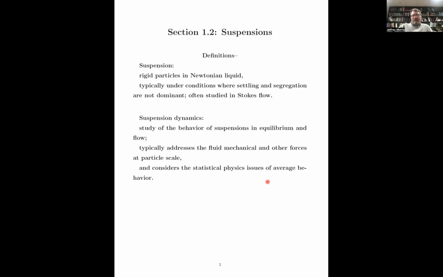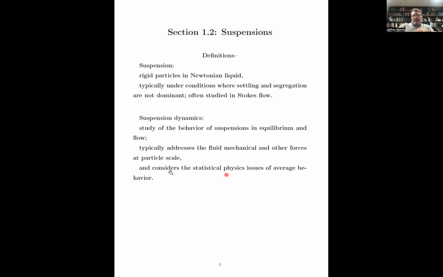But I will bring out the influence of Brownian motion a bit. This typically addresses the fluid mechanical and the other forces at the particle scale when we talk about suspension dynamics. So for example, I have to worry about the fact that if I move a particle, it creates a flow field which interacts with other particles. But at the same time, those particles, depending on their characteristics, may have other forces between them. They may have electrostatic interactions that are associated with the ions in the fluid and things of that nature.